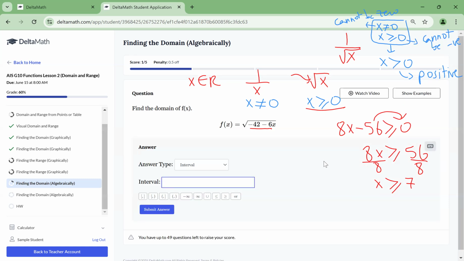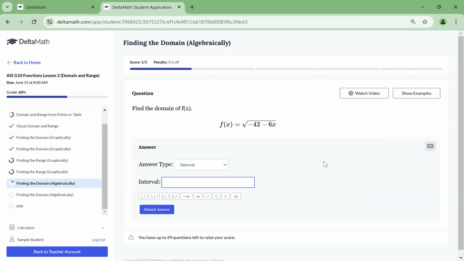So again, for this problem, we have the second case, which is similar to root x. And we said that x can be 0 or positive. So x is greater than or equal to 0. Now let's apply this here. So we have negative 42 minus 6x greater than or equal to 0. You can take the negative 42 to the other side. So we get negative 6x greater than or equal to positive 42.